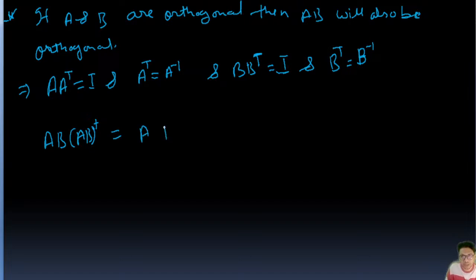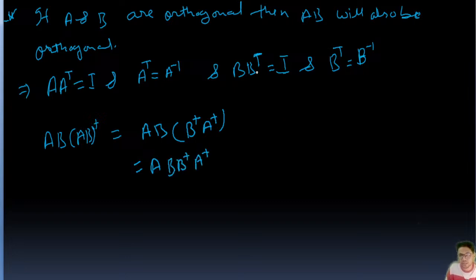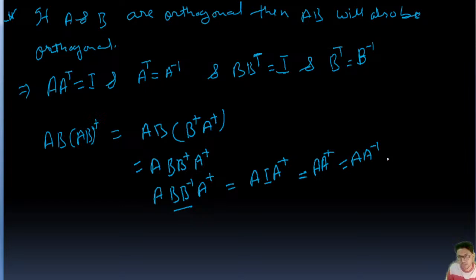So this is going to be A, B, and we'll open it. This is going to be B dagger, A dagger, right? We know how to open AB dagger. And this is going to be A, B, B dagger, A dagger. And since B dagger equal to B inverse, this is going to be B, B inverse, A dagger. B, B inverse is I, identity matrix. I, A dagger. This means A, A dagger. A dagger is A inverse, right? So A inverse, and this is going to be I.